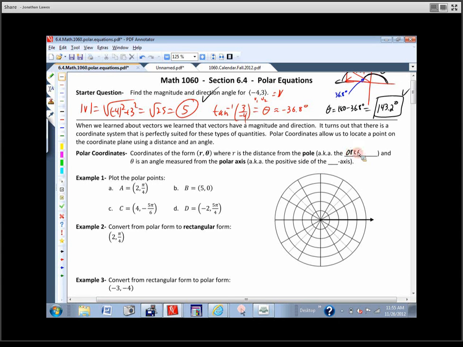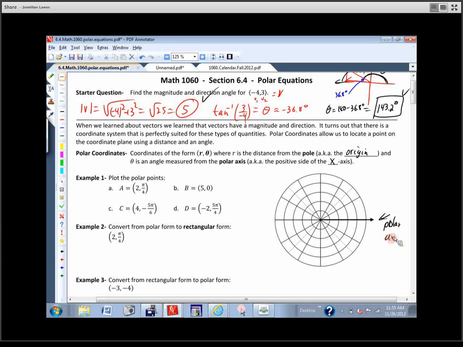So r is the distance from the pole, or in other words, we could call the pole the origin. Just a changing of terminologies here. And then theta is the angle measured from the polar axis. Now, the polar axis is the positive side of the x-axis. So this right here is the polar axis.